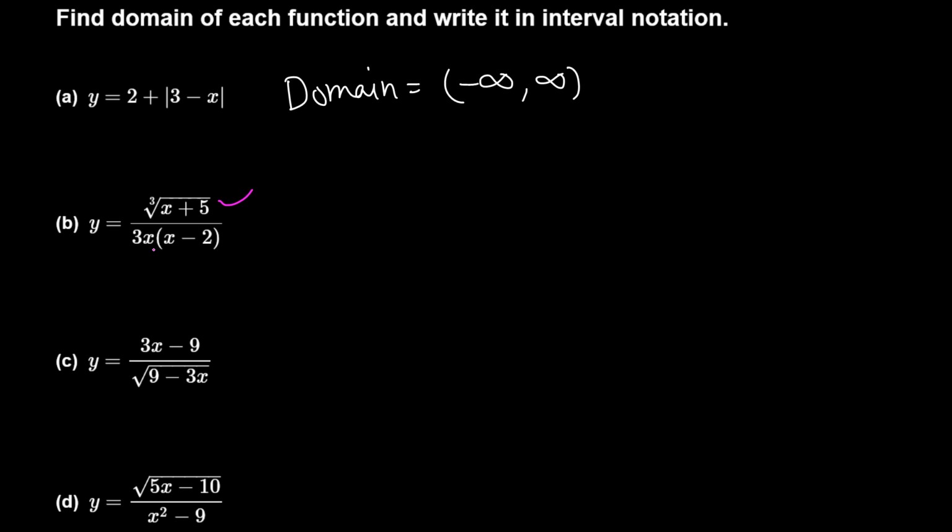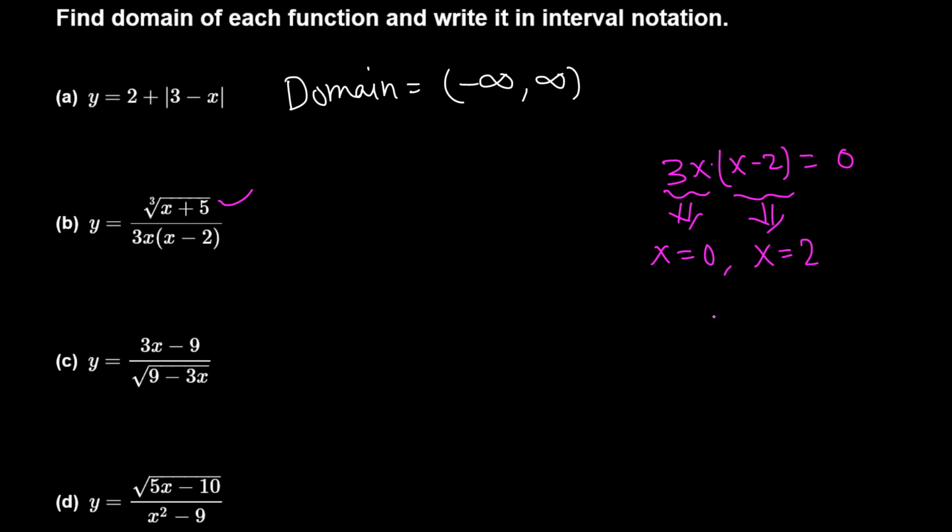And look at here, this is already factored: 3x times the quantity x minus 2. Let's see where this bottom is 0. It's already factored, so either 3x equals 0 or x minus 2 equals 0. From the factor x minus 2 equals 0, we get x equals 2. From the factor 3x equals 0, we get x equals 0. That means at 0 and 2, the bottom is 0. But for all other values, we are good.